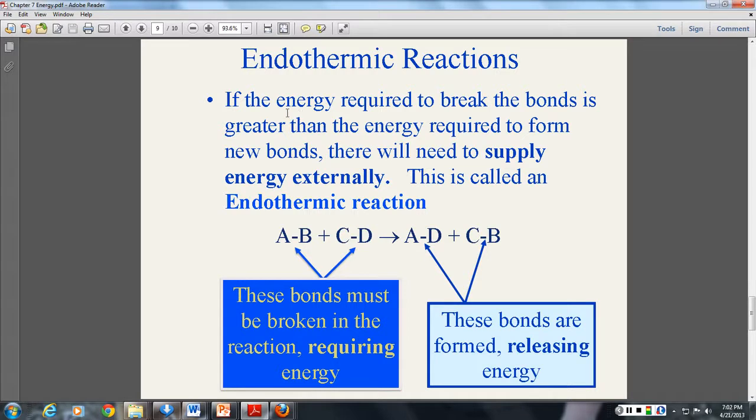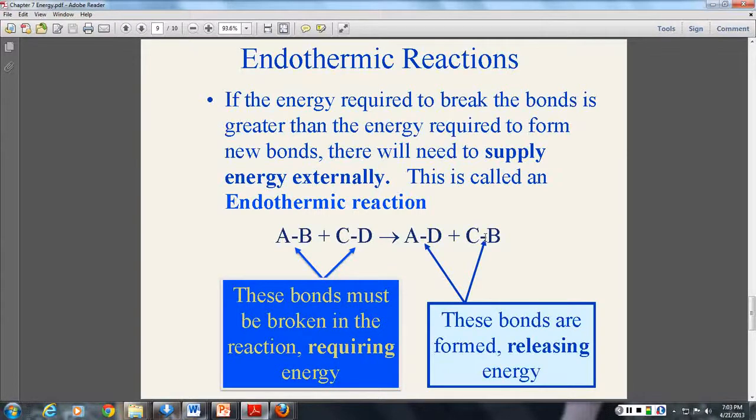Endothermic reactions. What does that mean? An endothermic reaction is just what it means, that energy has to be absorbed, and it's always based with the products. So energy was required to break the AB bond and the CD bond. But when A and D and B and C are formed, it takes more energy than what was absorbed. And so where does this extra energy come from to make these bonds? It comes from the surroundings. Energy has to come in.